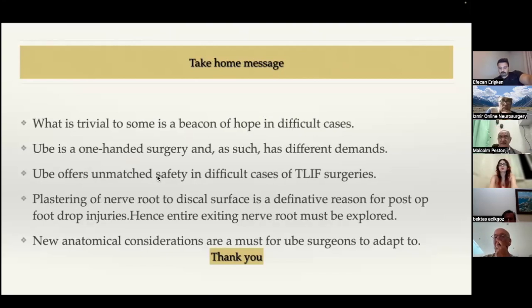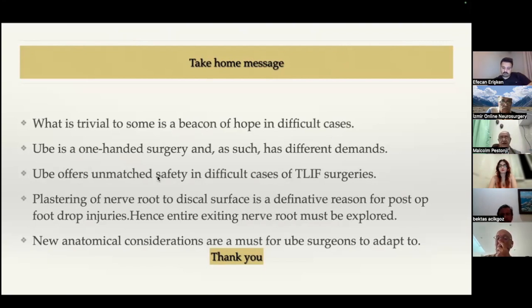UBE is a one-handed surgery and as such has very different demands. UBE offers unmatched safety in difficult cases of T-lift surgery. Plastering of the nerve root to the discal surface is a definitive reason for postoperative foot drop injuries. Hence, the entire exiting nerve root must be explored.